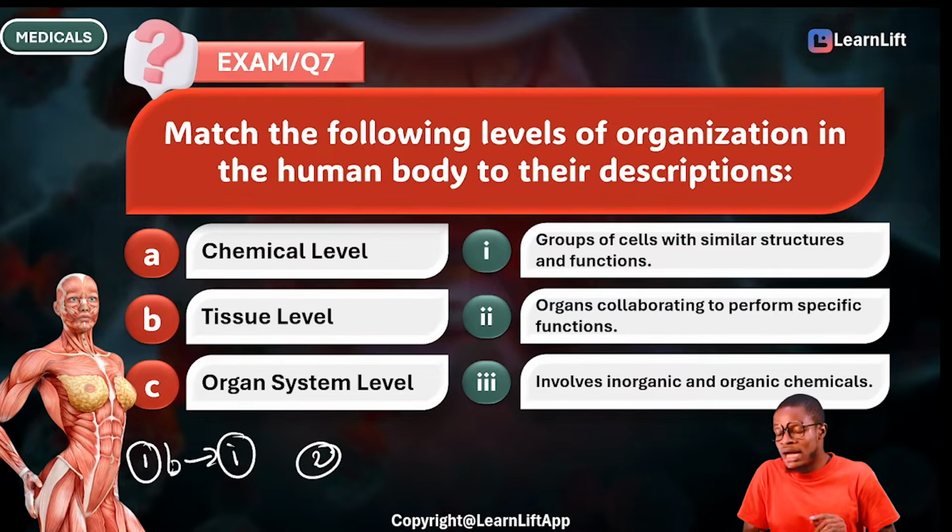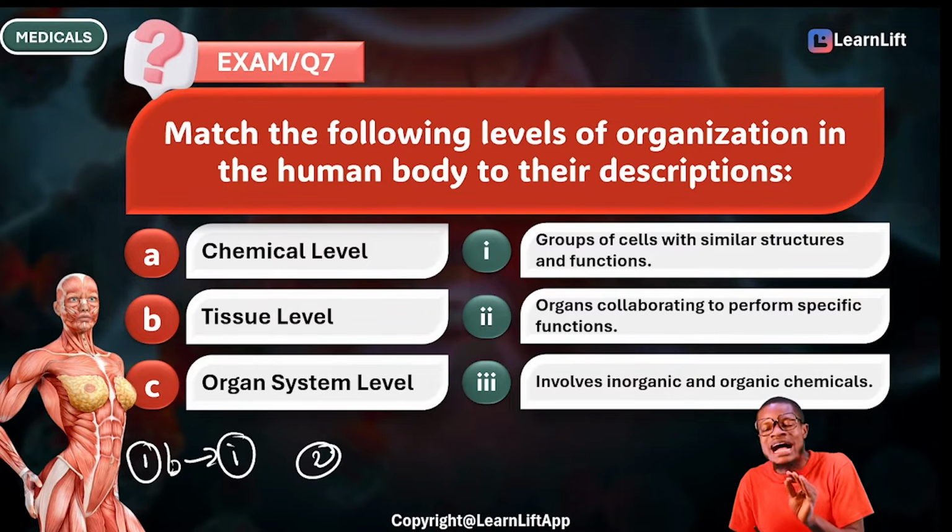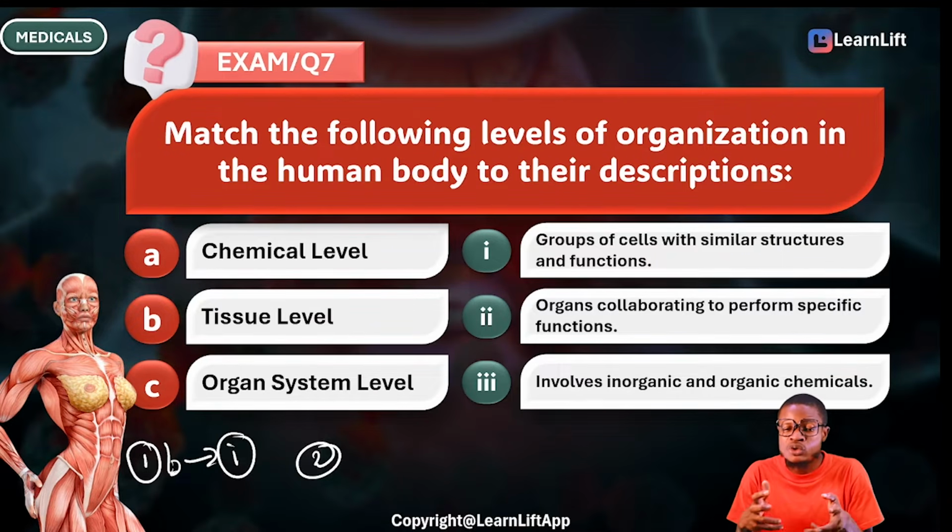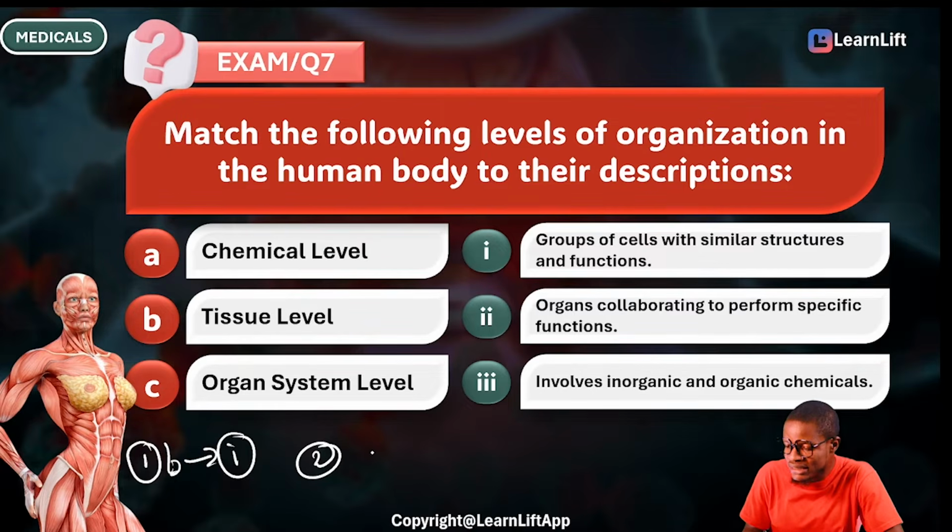And then the second, how do we link it? Organs collaborating to perform specific functions. If you have organs that come together to perform a specific function in the body, that's going to give rise to your organ system level. That means your C there, C is going to link with your 2. Are you getting it now? C will link with 2.